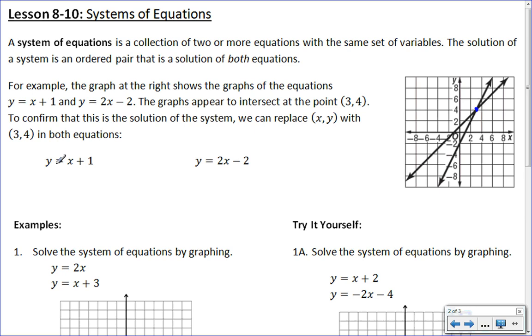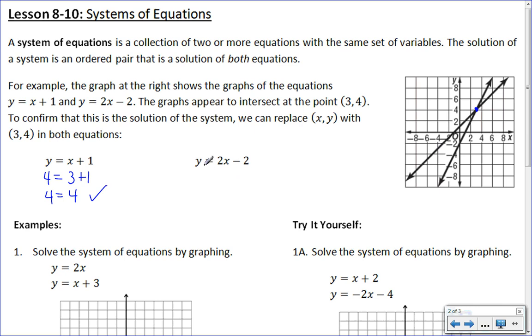So let's check and make sure it's a solution to y equals x plus 1. We'll substitute 3 for x and 4 for y. So y is 4, x is 3, and this just stays as 4. 3 plus 1 is 4. Those are the same on both sides. That is a solution to the first equation.